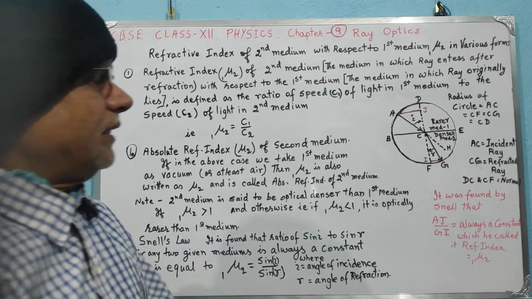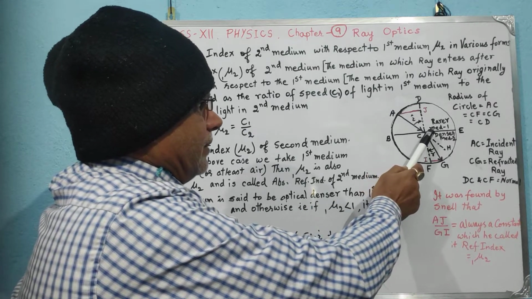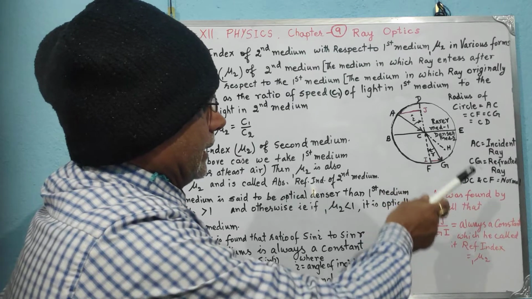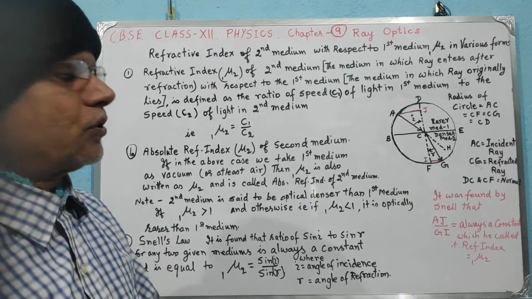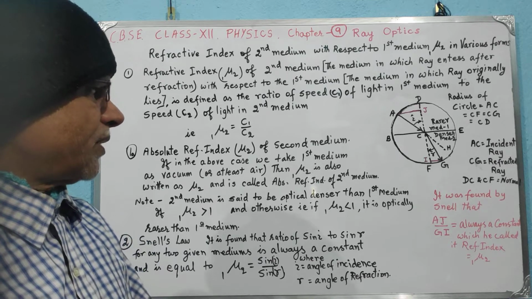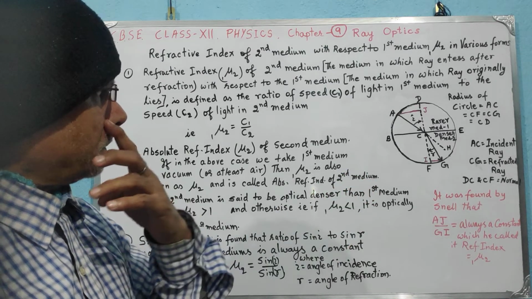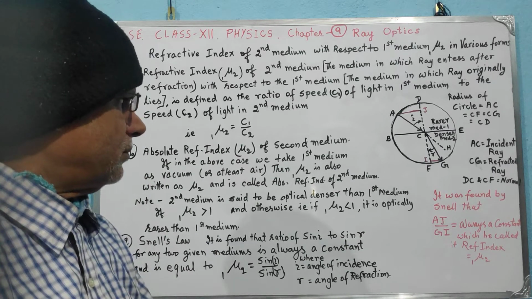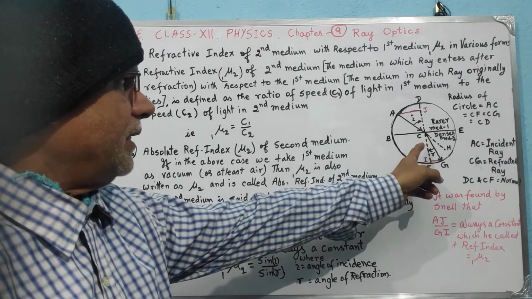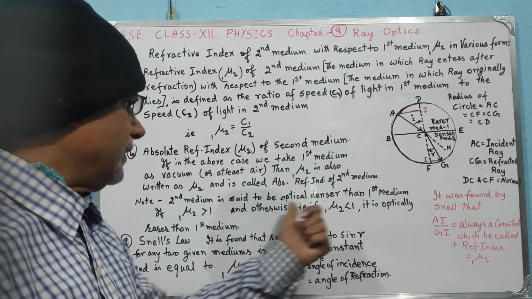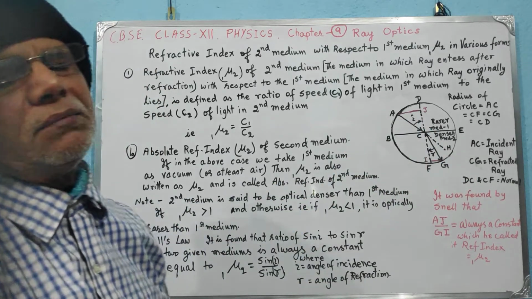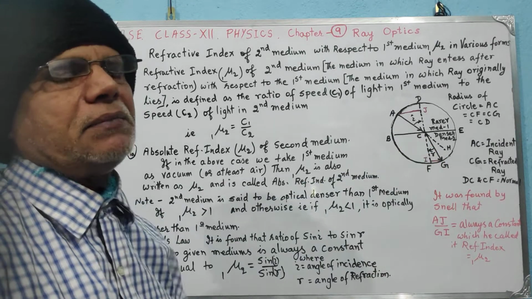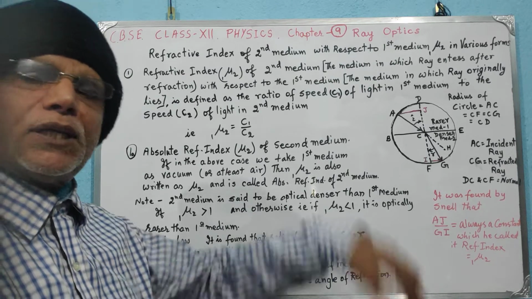And the converse: if the incident ray after refraction moves away from the normal, then the second medium is called optically rarer medium. So if the refractive index of second medium with respect to first medium is greater than 1, then the second medium is optically denser medium, and if that value is less than 1, then the second medium is optically rarer medium as compared to the first medium.